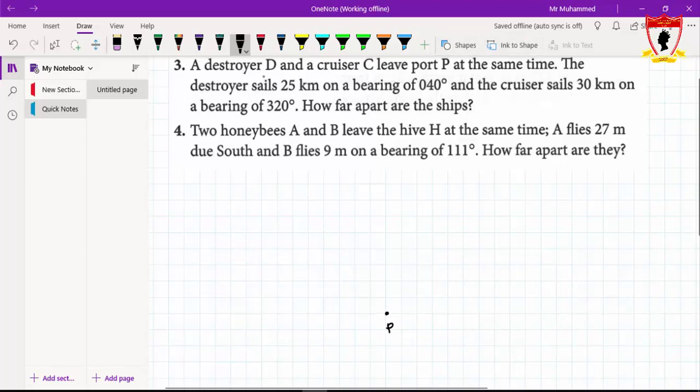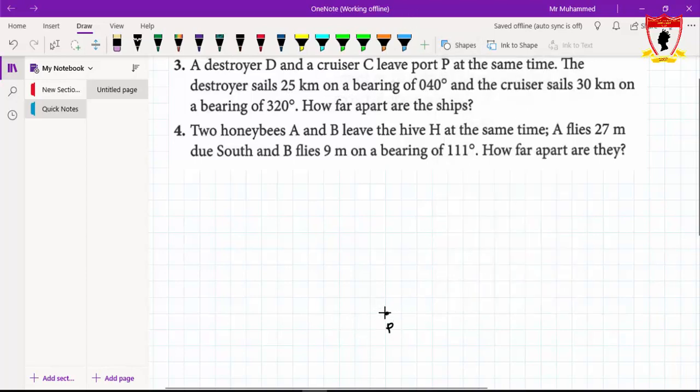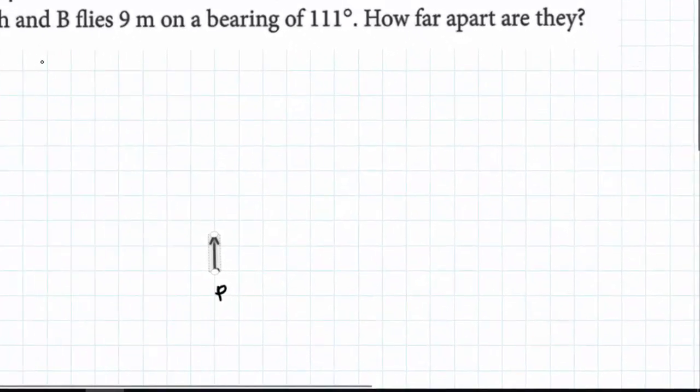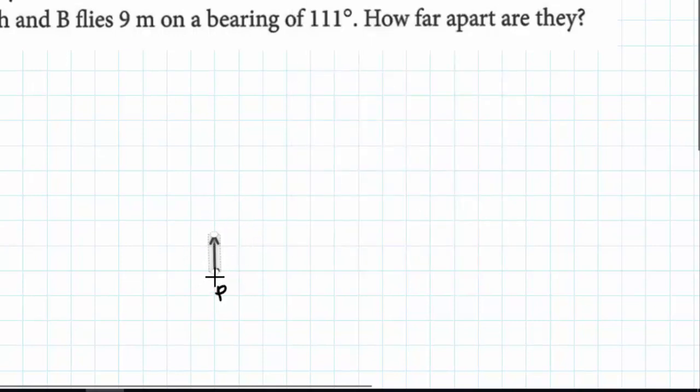Then the destroyer D sails 25 kilometers on a bearing of 40 degrees. Then we need the north of this point because we work on this point. So here is the north and an angle 40 degrees could be like this, and this line is 25 kilometers. This line is 25 kilometers and this angle is 40 degrees.